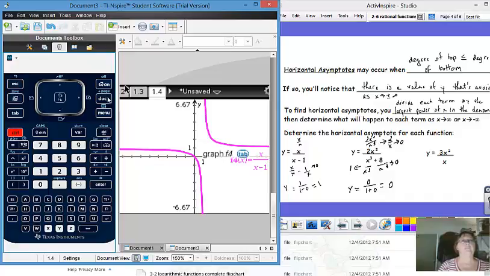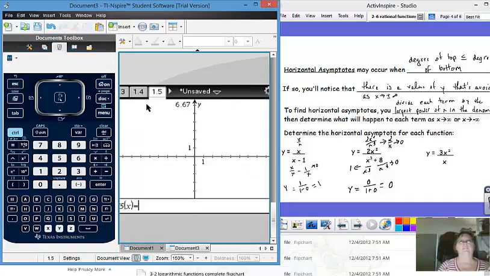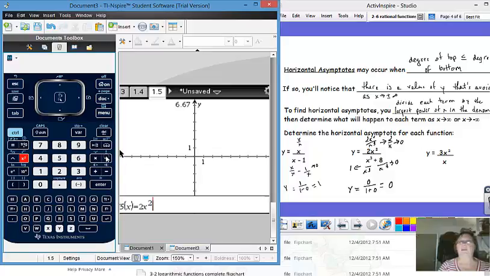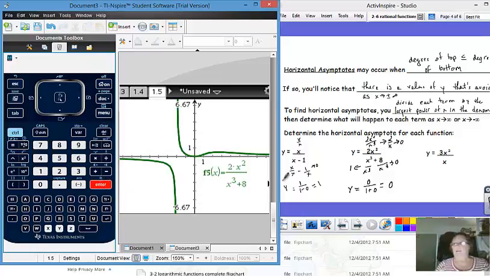Let's go to a new graph page and look at this one. The function that we're interested in was 2x squared divided by the quantity x cubed plus 8. Okay, 2x squared divided by the quantity x cubed plus 8. And what we're saying is that we should see a horizontal asymptote at y equals 0. And I believe, folks, that you can see that.